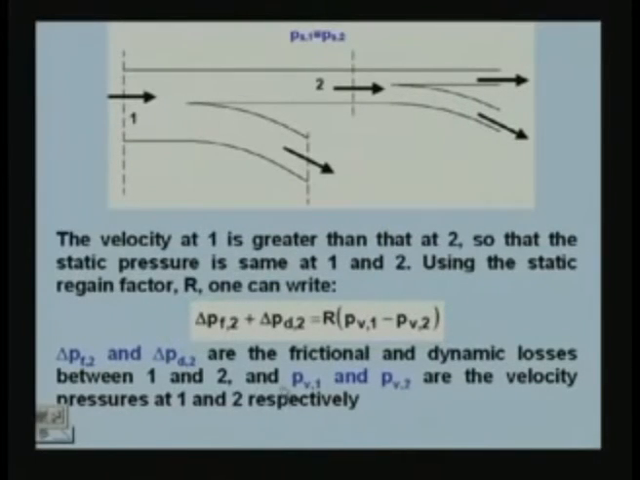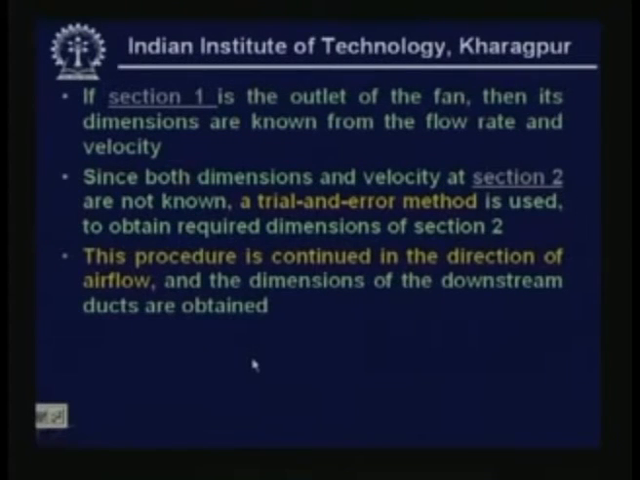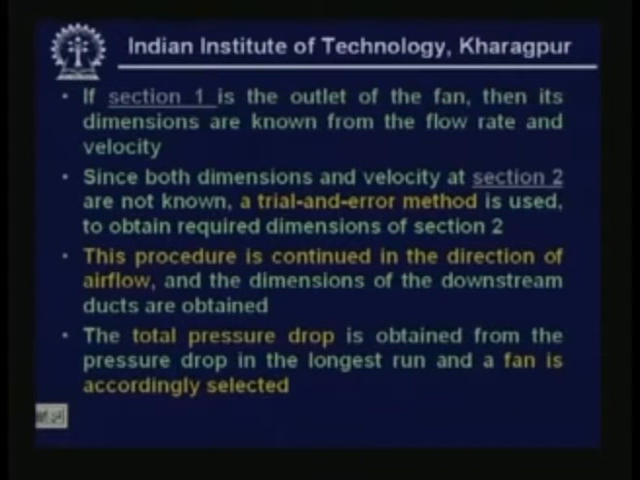So, this is the procedure for the static regain method, and this procedure is continued in the direction of airflow, and the dimensions of the downstream ducts are obtained. All the downstream ducts are obtained by following the same method, keeping the static pressure constant before each branch or terminal. So, this is the principle, and then the total pressure drop is obtained from the pressure drop in the longest run, and a fan is accordingly selected. Thus, this step is the same for all the methods.